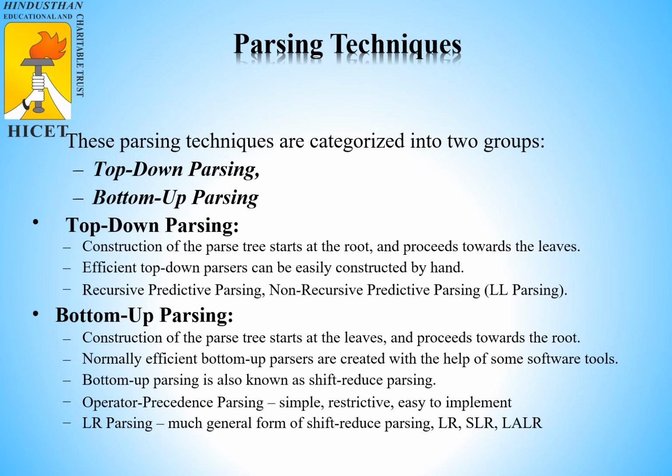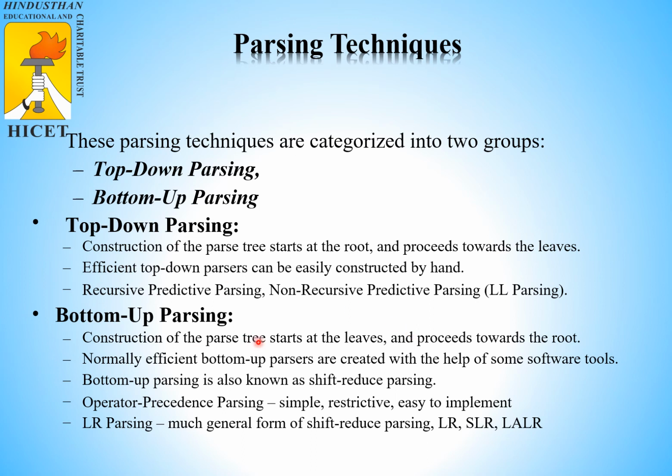In general, the parsing techniques can be characterized into two types. First one is top-down parsing, second one is bottom-up parsing. What is meant by top-down parsing? It constructs the parse tree, starts from the root node and proceeds towards the leaf node. And we'll have some examples. Recursive predictive parsing and non-recursive predictive parsing, which is otherwise called LL parsing, are some examples.